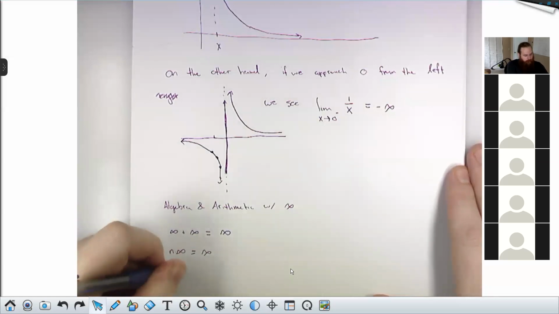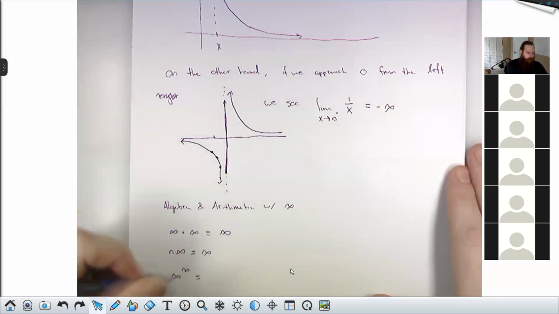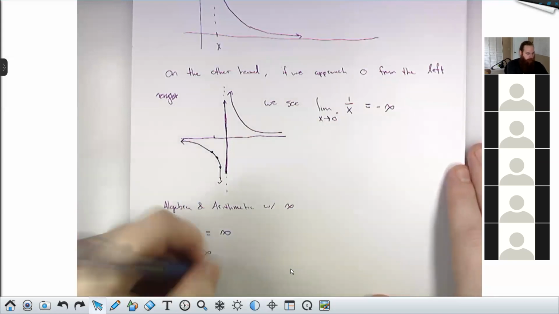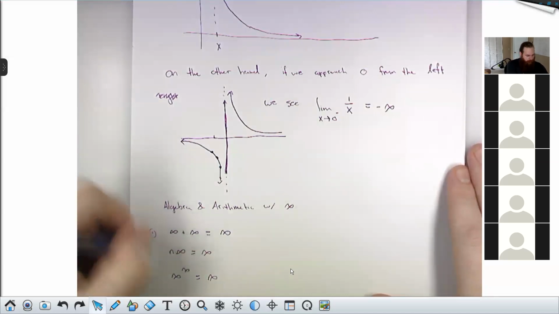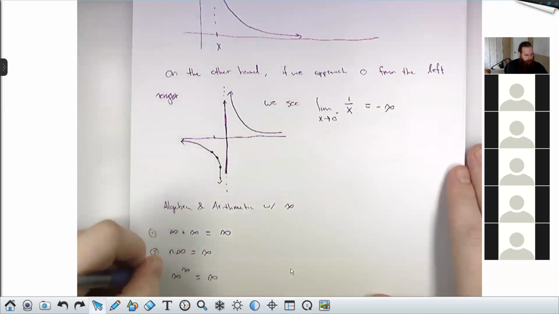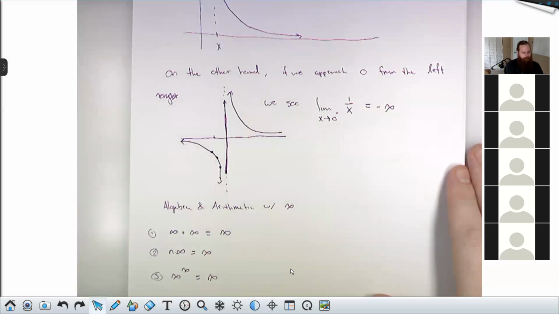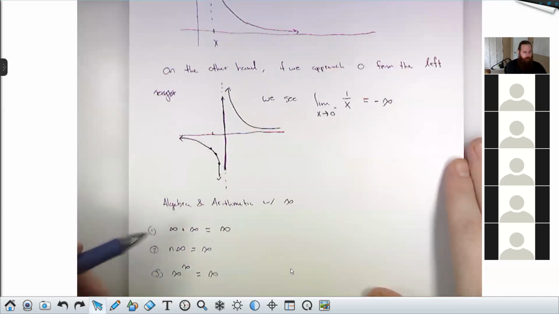Infinity raised to the infinity. That's a really big number raised to a really big number. We expect that to also be infinity. So these sort of operations are okay, and we can make sense of them. But there are some that we need to watch out for.